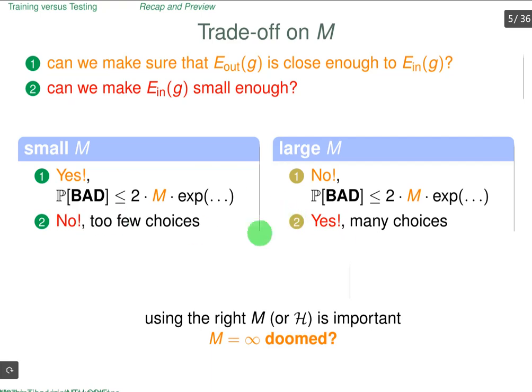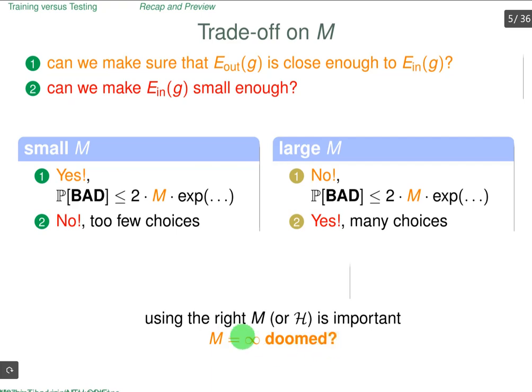Why? Because our algorithm has too many choices to select one of the H as G, which will have no mistakes on the given training examples. Right, so here we're talking about the trade-off between small versus large m, and the role of the number of hypotheses in answering these two central questions. So using the right number of hypotheses is very important.